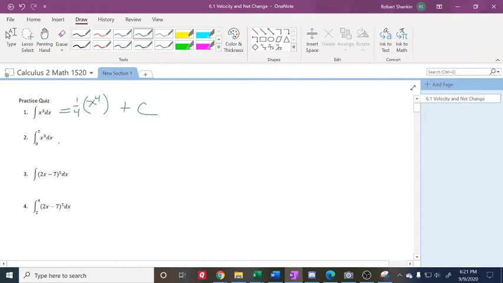Now, the next one, so you can always check your work on this. You take the derivative of this, and it should get you back to this. And the 4 times the 1/4, you cancel out, and you get x cubed. The derivative of any constant is 0, so you get back to this. So, number 2, we need an antiderivative of this.